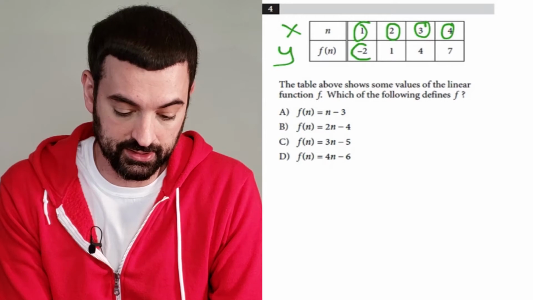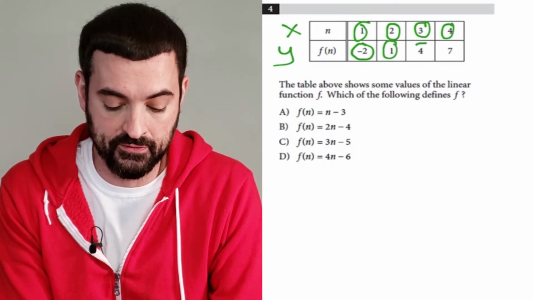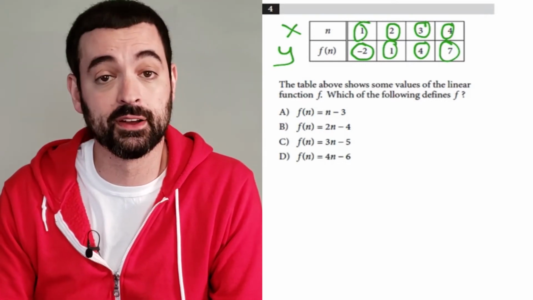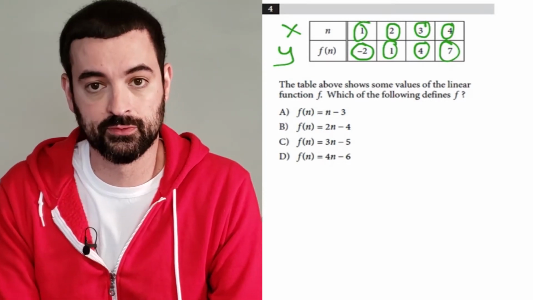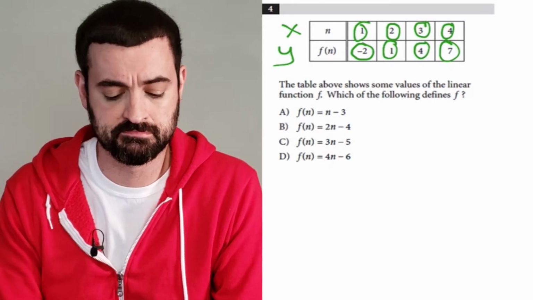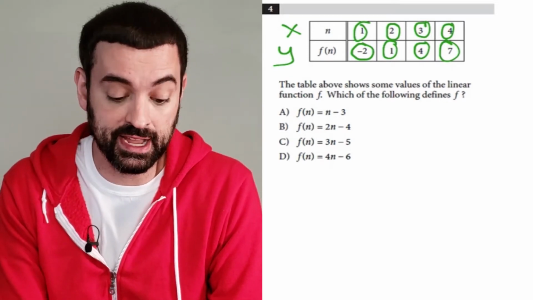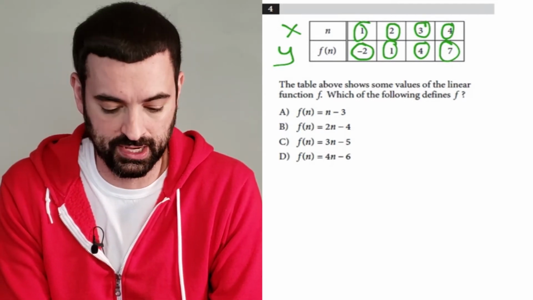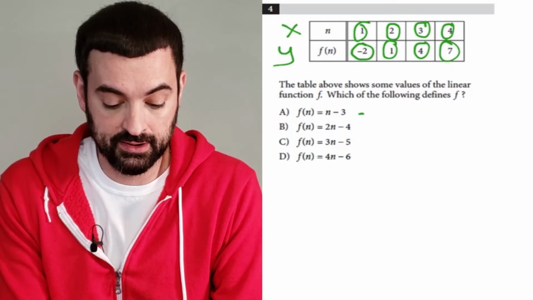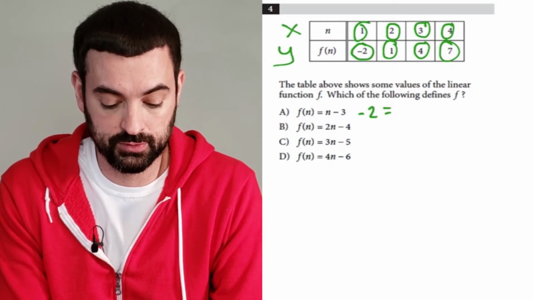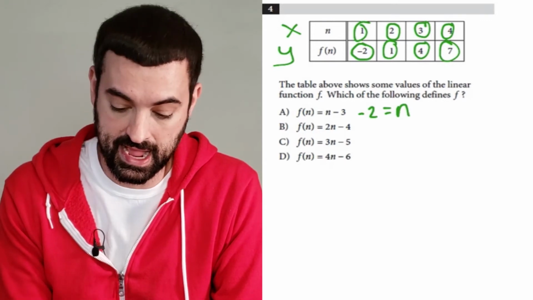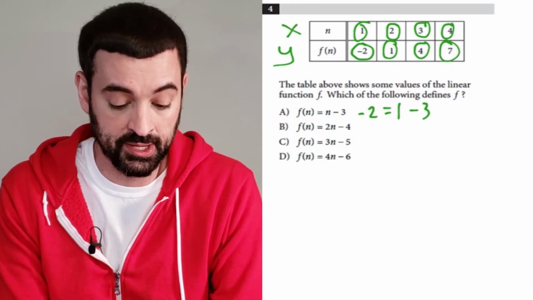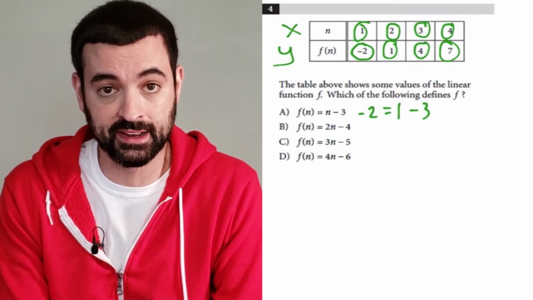And we should get these corresponding f of n values once we've evaluated the function for the given n value. Let me show you what I'm talking about. If we look at answer choice A, we're given that f of n equals n minus 3. That means that our f of n in the first column, negative 2, should be equal to n, or in this case, 1 minus 3. Is it true that negative 2 equals 1 minus 3?